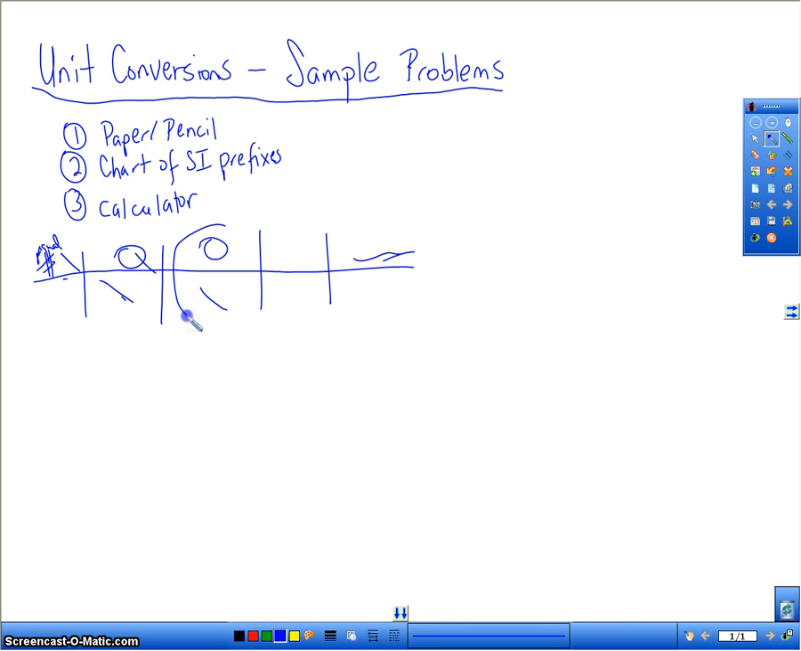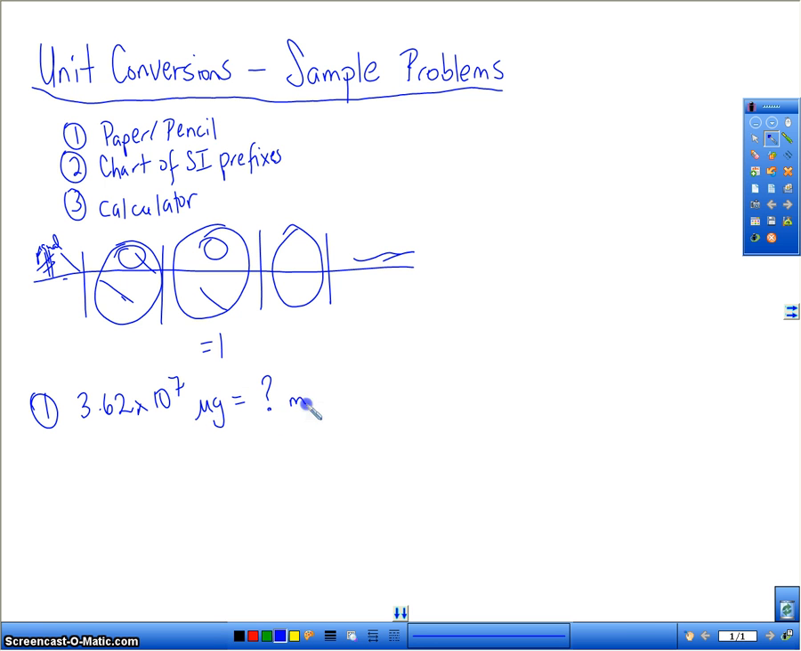The tricky part, of course, is coming up with these things that go into the T-chart. These fractions that are equal to 1 but allow you to cancel one unit and get you into another unit. So that is kind of the tricky part about this, if there is a tricky part. I've got 6 examples set up, and they're all similar to what we did in class, but not exactly the same. So example number 1: 3.62 times 10 to the 7th micrograms is how many milligrams? So that's our first one.